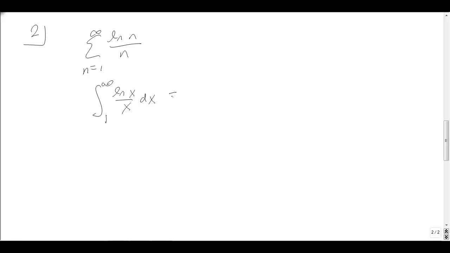So I'm going to do this integral. Here, let's just do a u-substitution, same trick as before. u is natural log x, du is 1 over x dx. So I see a natural log x.